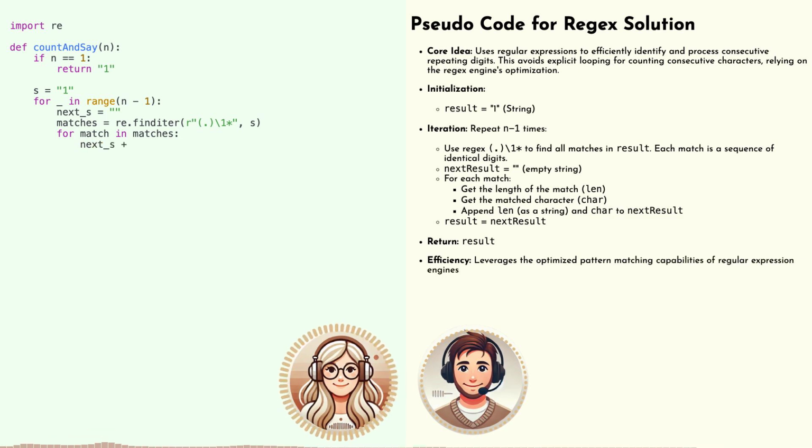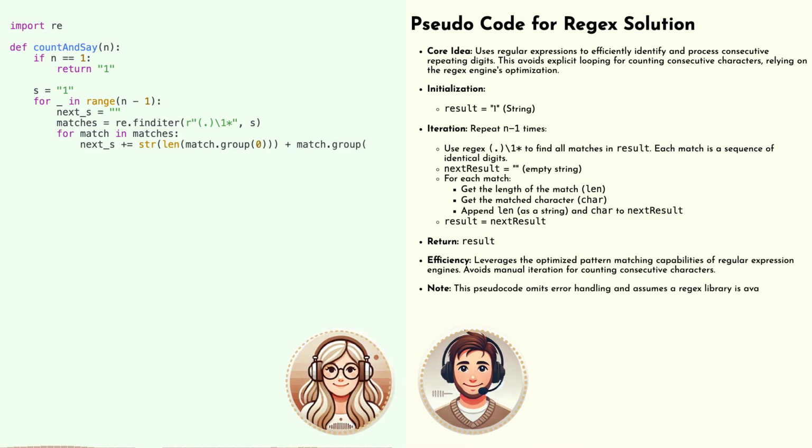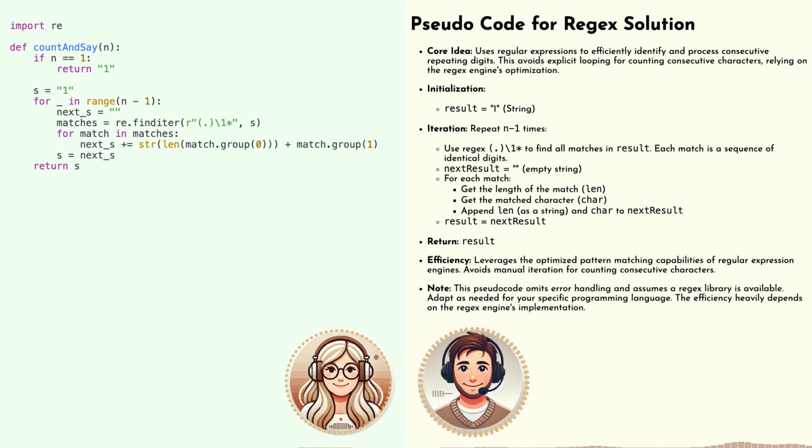Well, instead of those nested loops and a string builder, we use our regex, (.)\1*, and a loop that goes n-1 times. Inside each loop, we apply the regex to the current term to find all the matches. So if our term is 1211, our regex would find 11, 2, and 11. What do we do with these matches?